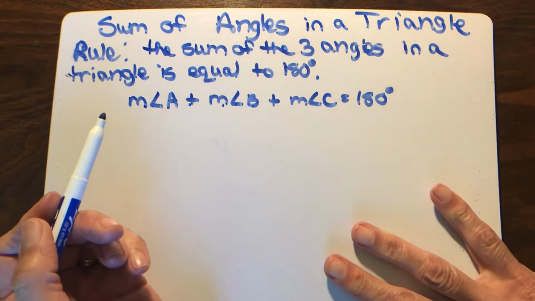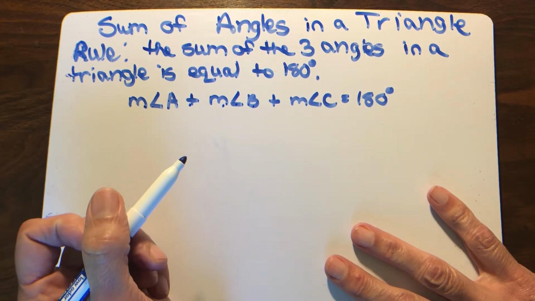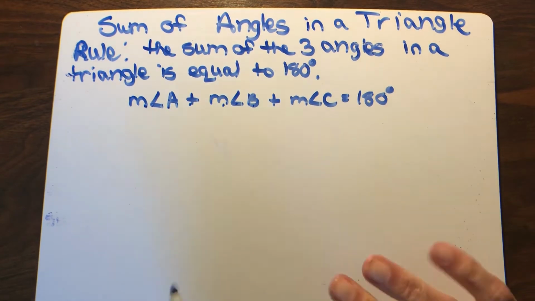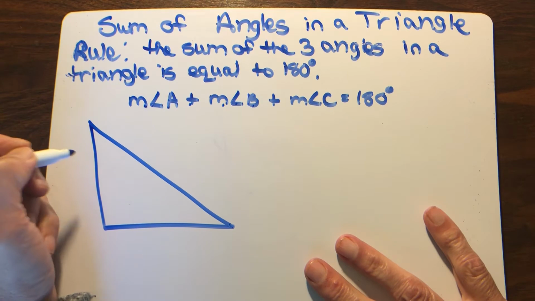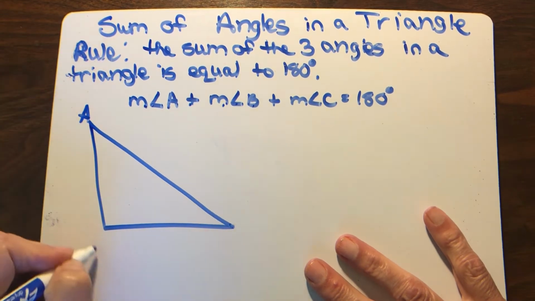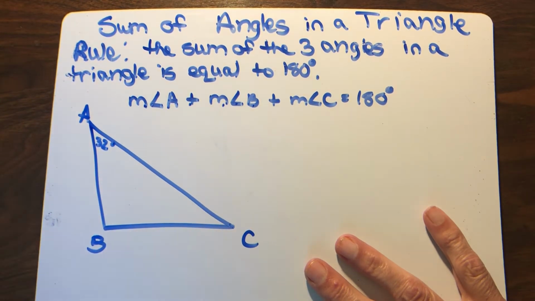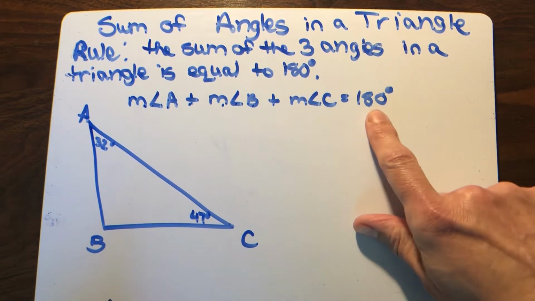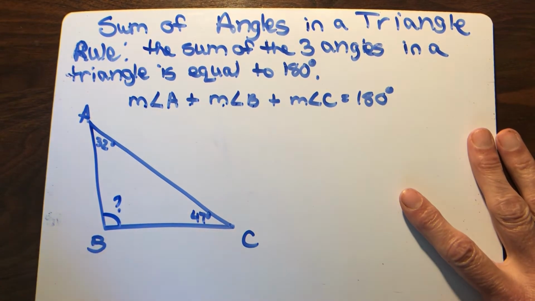Okay, now this is a very simple rule, and this would be an easy problem to get right on a HiSET or the GED test. So you just have to know the rule. Okay, so if you have an example of, say you're looking at this triangle, ABC, and you've got 32 degrees, and you've got 47 degrees. Okay, well, you know the whole thing adds up to be what? 180. That's the rule. So can you find this missing angle?